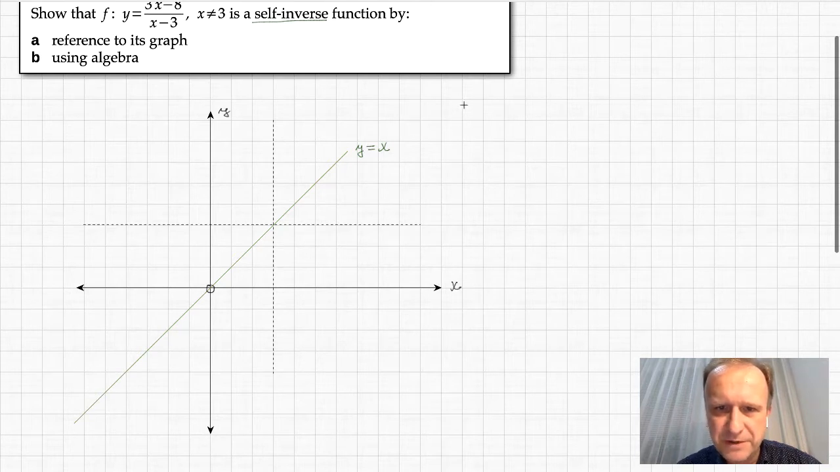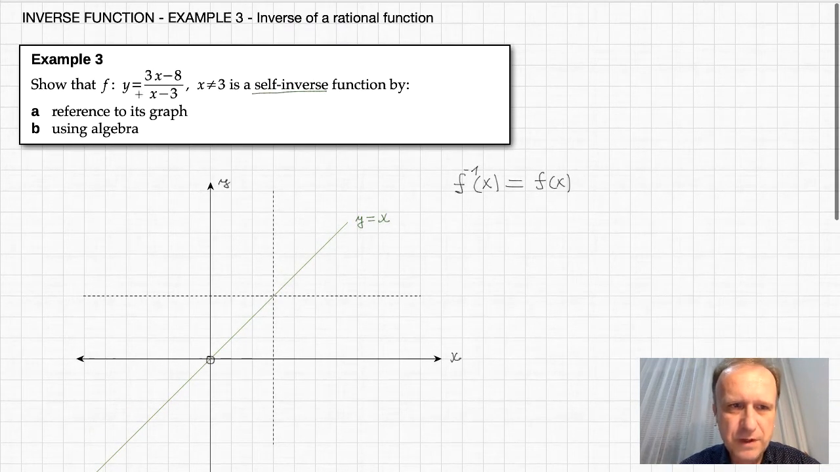So the function is self-inverse if f inverse of x equals f of x. This is the property of the self-inverse function. It has to be its own inverse. Now we have to show using the graph that this function here is a self-inverse function.